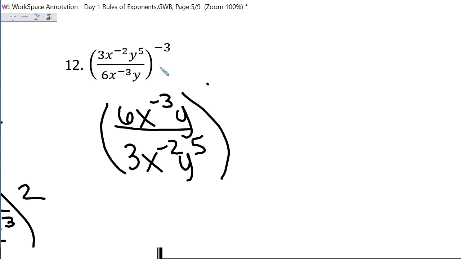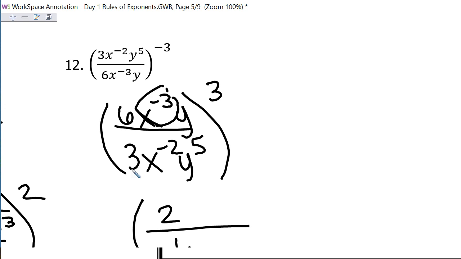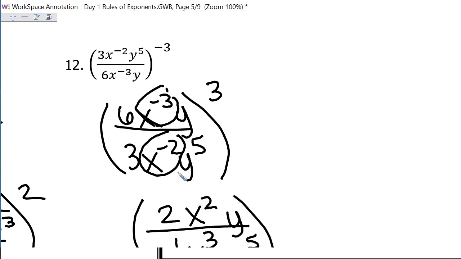Yeah, we can flip the negative. And actually, let's go ahead and take care of this with 6 divided by 3. I'll make this 2 over 1. X to the negative 3, where does it go? To the bottom, it becomes x to the positive 3. X to the negative 2, send it to the top, it becomes x squared. And then the y's are good. What's your next piece of advice?